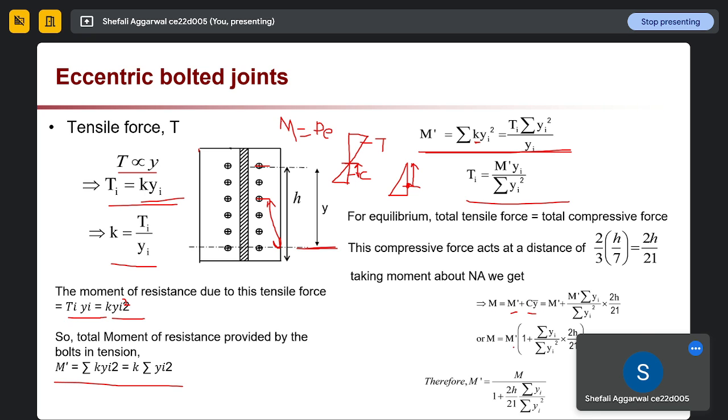So calculating this, we can get our total moment, that will be M dash bracket 1 plus sigma yi divided by yi square into this distance 2h by 21. So this moment can be calculated. We will shift to the values, and this is our total moment due to tension, M dash. This can be calculated with this formula. Okay.